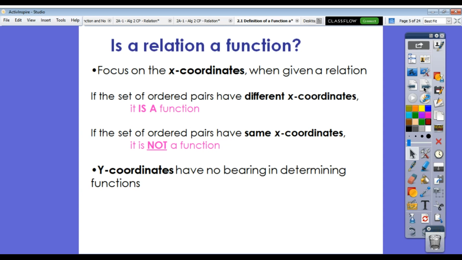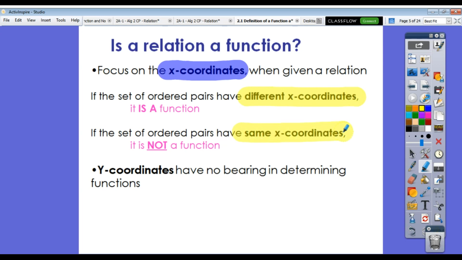So it's a relation or a function. Focus on the x coordinate, the x value. When given a relation, if the set of ordered pairs have different x coordinates, it is a function. So it has to be all different values for x. If they have the same x coordinate, then it's not a function. The y coordinate has nothing to do, no bearing in determining if it's a function or not.